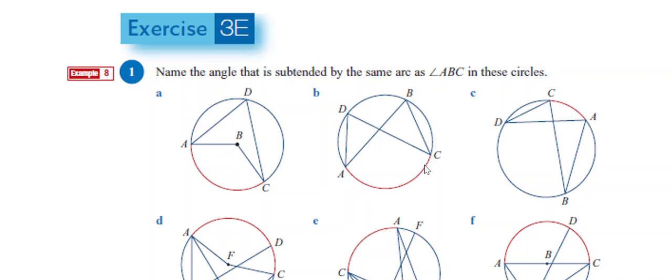Similarly, for the arc AC, the angle ABC is covered by this arc. Also, ADC is covered by the same arc. For C, same thing. So I want to cover this arc. So the angle CBA is covered by that arc, and similarly the angle ADC is covered by that arc.